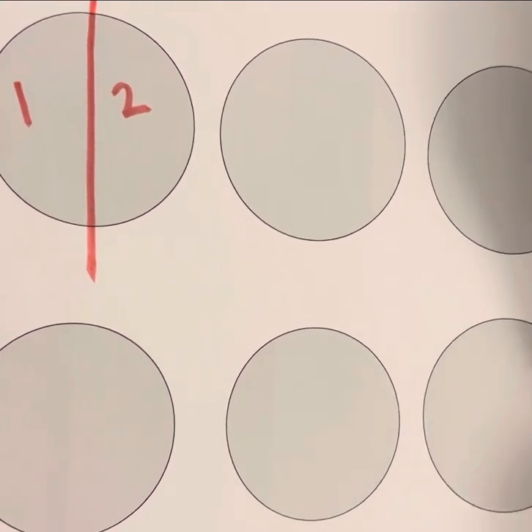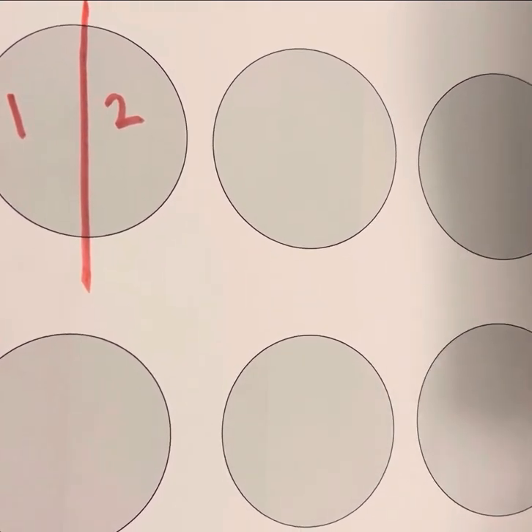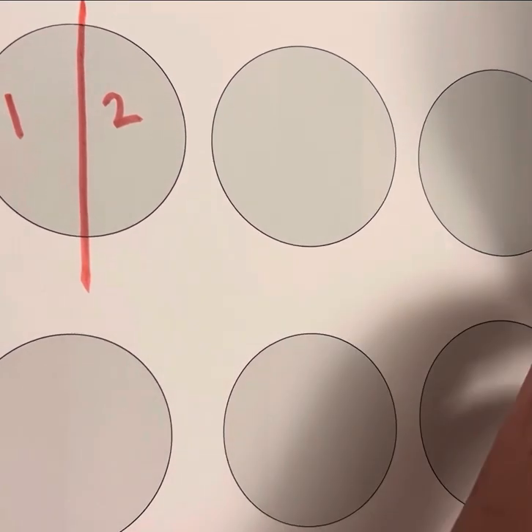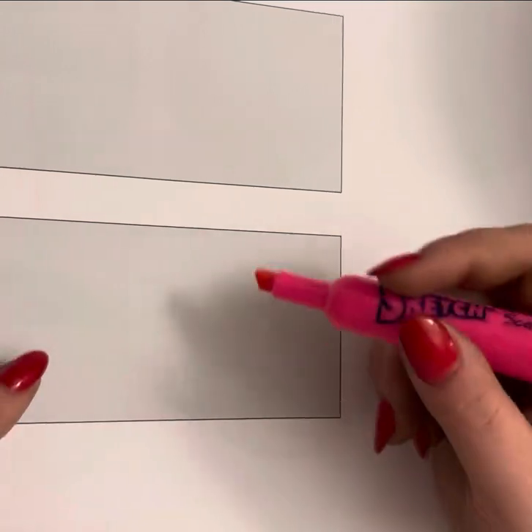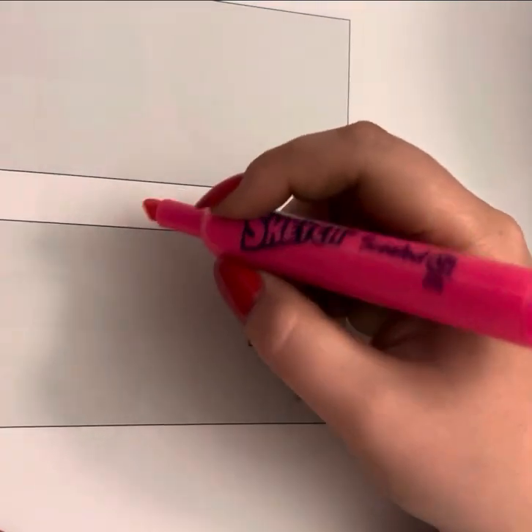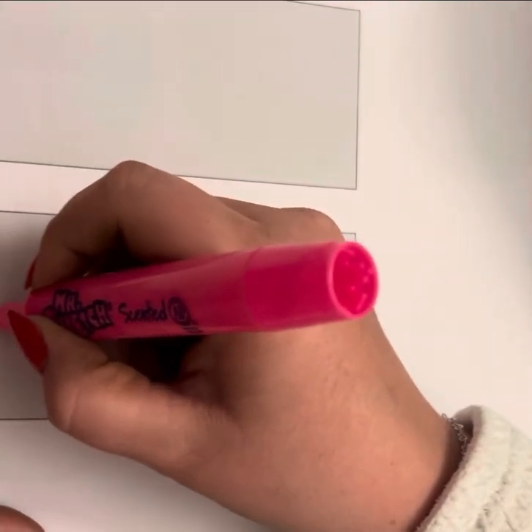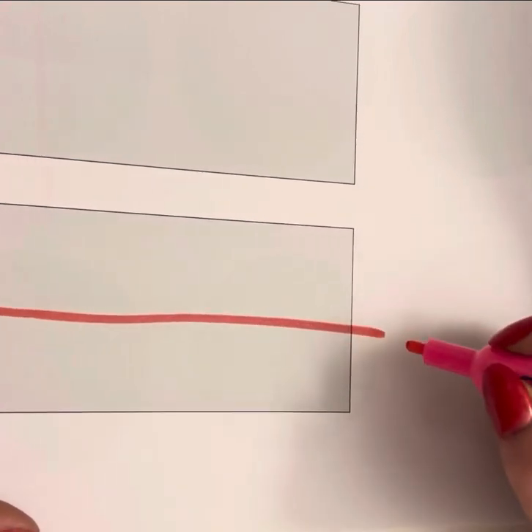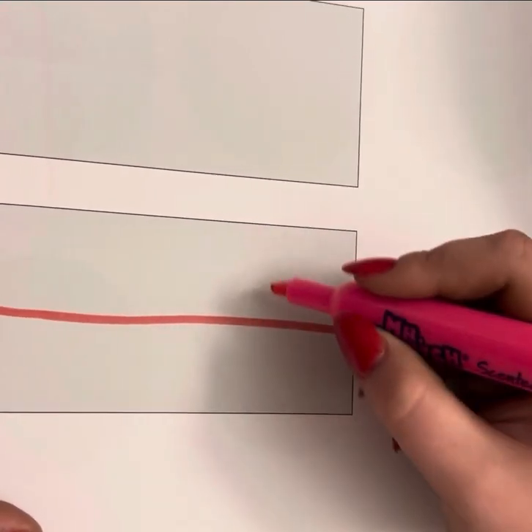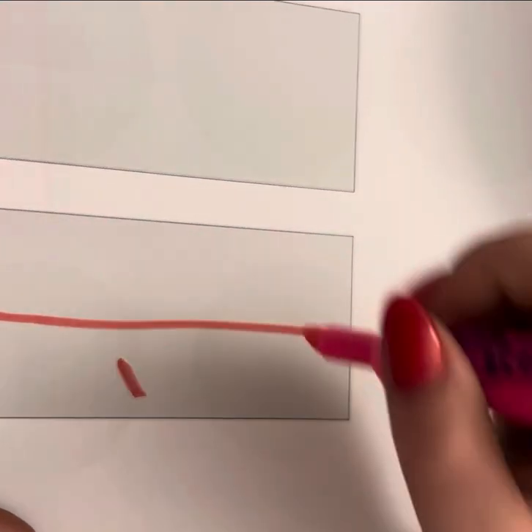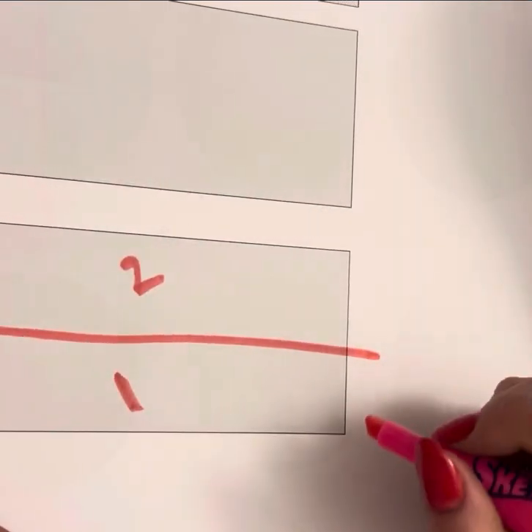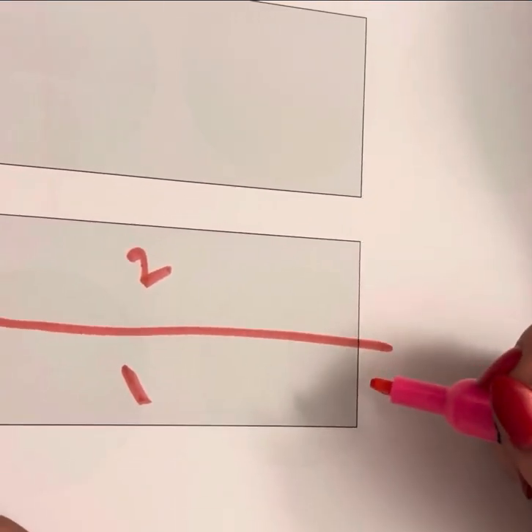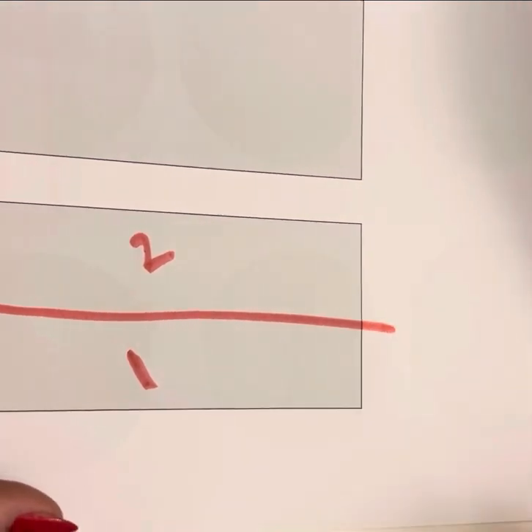Next, I will show you how to split a rectangle into 2 equal parts. Here, I would draw a line down the middle of the rectangle. You can see that I have 2 equal parts, one here on the bottom and one here on top. Both of these parts are the same size, so they are equal.